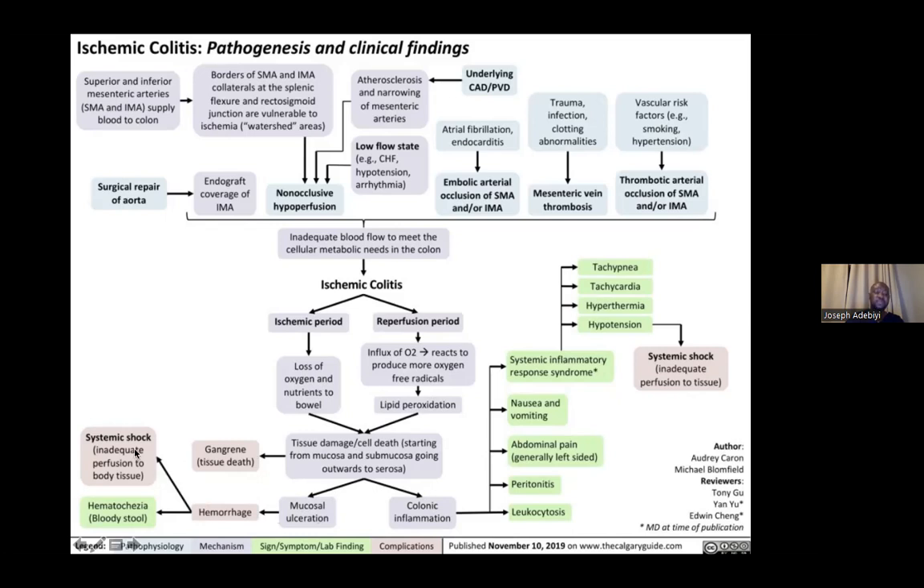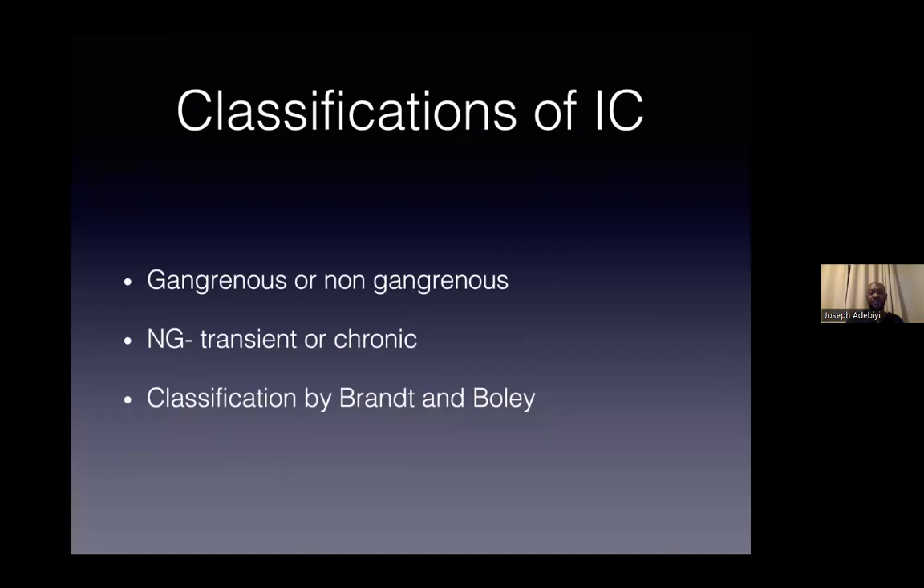With hemorrhage, the patient may be shocked and may have bloody stools, and then may have hypovolemic shock. And then with colonic inflammation, a couple of things may arise. You may have systemic inflammatory response syndrome. There may be nausea and vomiting with abdominal pain. You may have perforation with peritonitis and leukocytosis. All this will then lead to further systemic compromise of the patient.